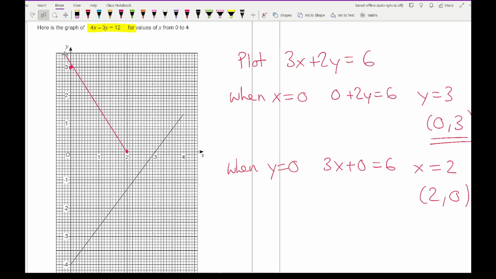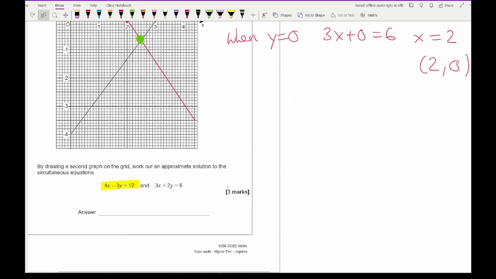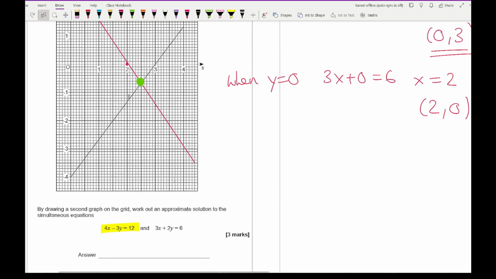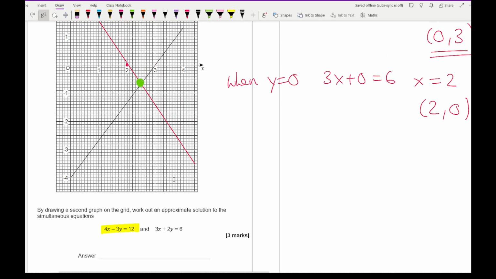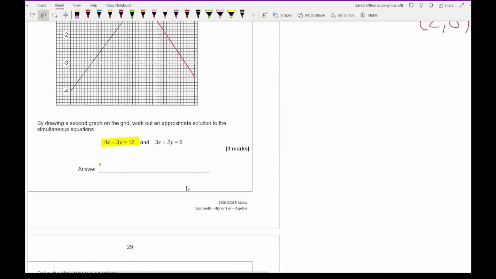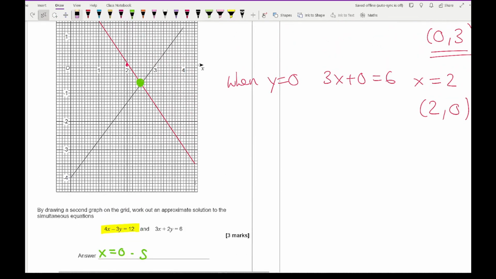Now when you are drawing or plotting a line, just make sure it goes right to the edge of the grid of the squared paper that they give you. And you definitely want to show that the lines are intersecting. So it's intersecting at this point here. So I then just need to write down the coordinate of the approximate solution to this. So x equals 2.5 and y equals 0.5.